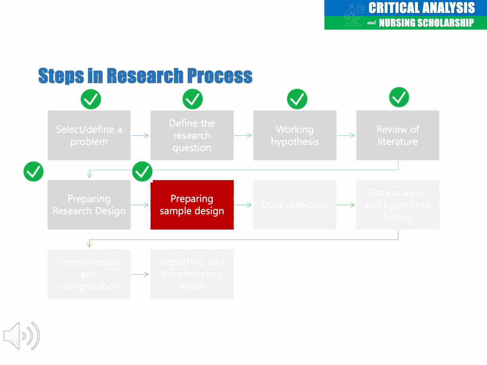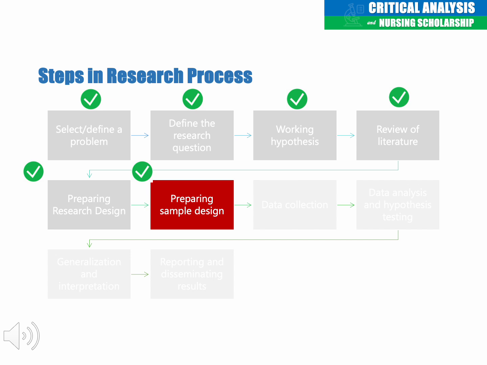Now, before we formally start our topic for today, let us first have a little review of the steps in the research process. We said the research process starts with selecting and defining a problem. And once the problem is clearly defined, the next step in the process is to translate this research problem into a well-defined research question. And once we have a research question, the next thing that we need to do is to formulate a working hypothesis. A literature review should be conducted to make sure that we're able to identify the gaps, what is known and unknown about the topic.